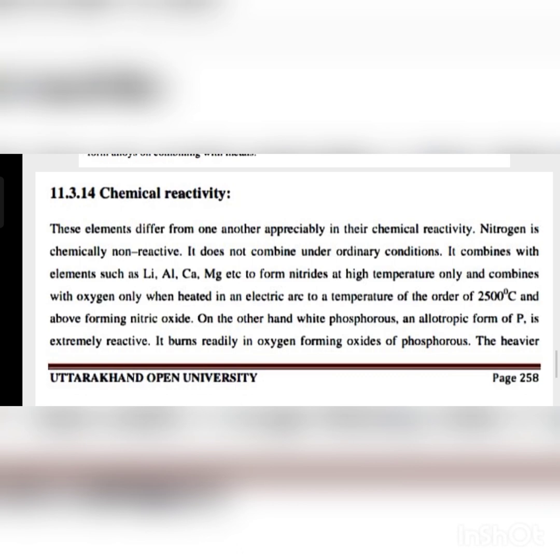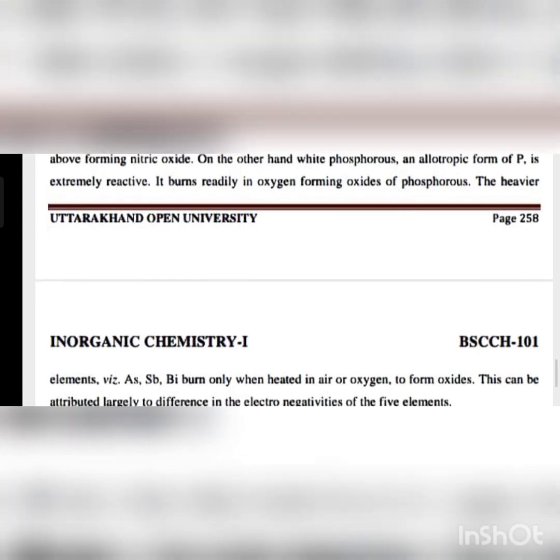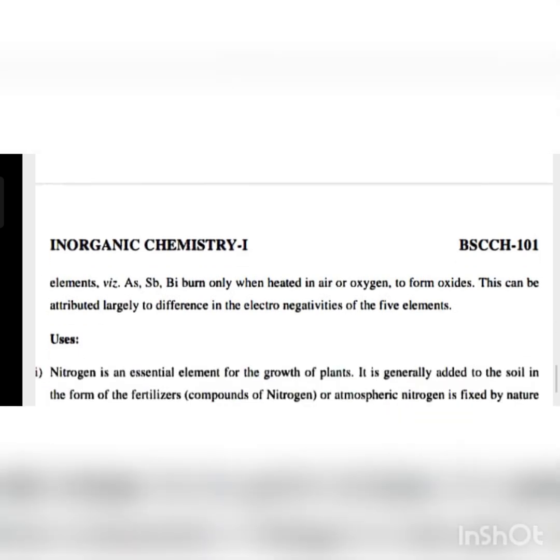On the other hand, white phosphorus, an allotropic form of phosphorus, is extremely reactive. It burns readily in oxygen, forming oxides of phosphorus. The heavier elements arsenic, antimony, and bismuth burn only when heated in air or oxygen to form oxides. This can be attributed largely to differences in the electronegativities of the five elements.